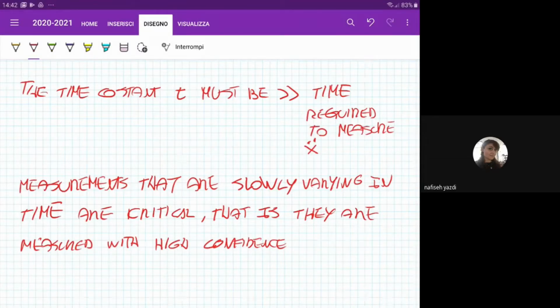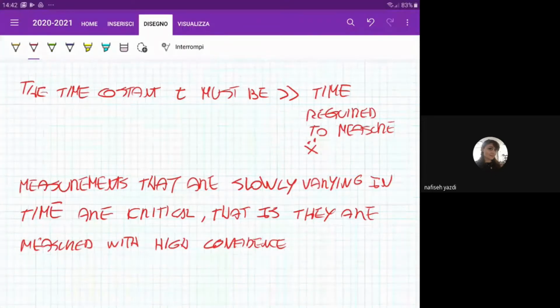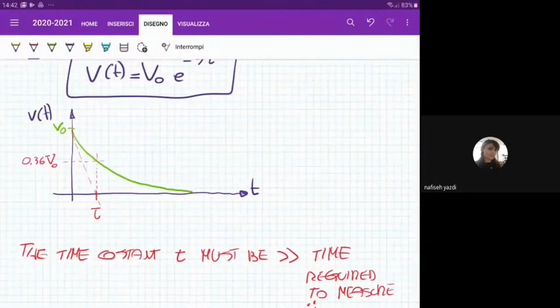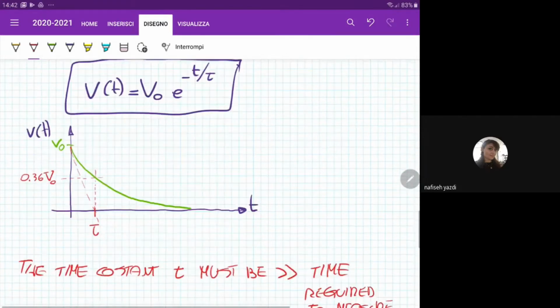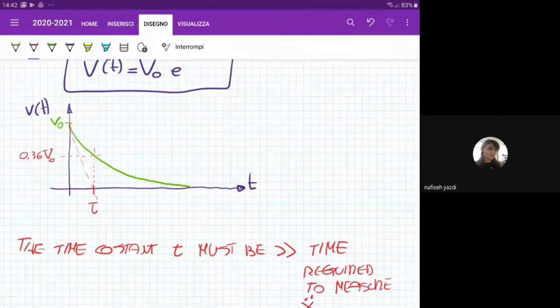Who is telling you what is slow or fast? The time constant, tau. Okay, so tau here, remember, is given by the product of the equivalent resistance times the equivalent capacity of the overall equivalent circuit, and is telling you whether or not your measurement is good enough. That is, if the time evolution, once again, of your measurement is slow with respect to the time constant, then you got good measurements. On the contrary, noise.